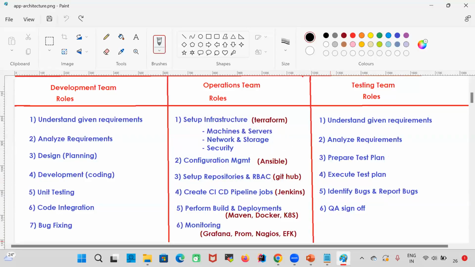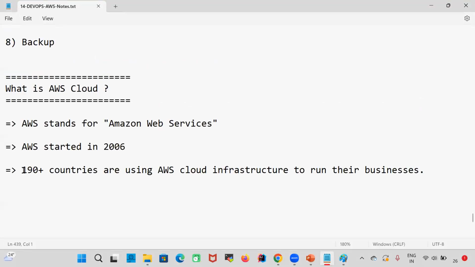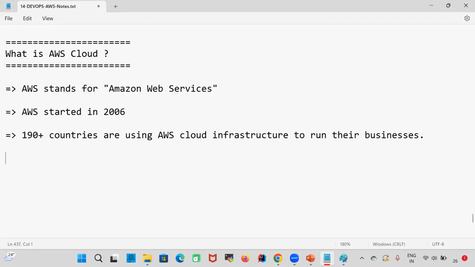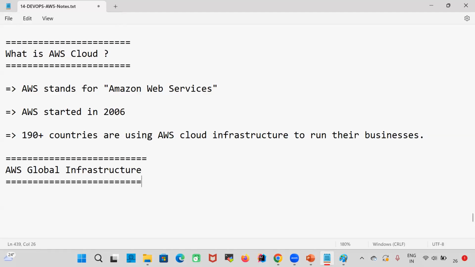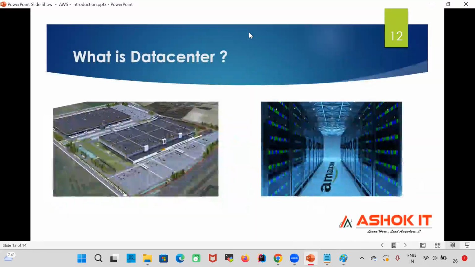Now, how is AWS providing infrastructure for 190 plus countries? AWS has global infrastructure. You understand that, right? AWS is providing infrastructure for 190 plus countries. How is AWS managing all that infrastructure? That's where AWS came up with a concept called data center.